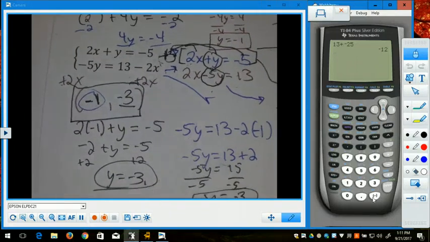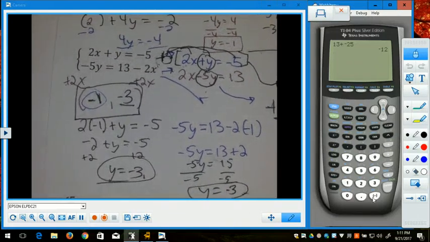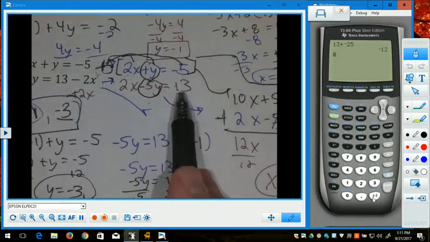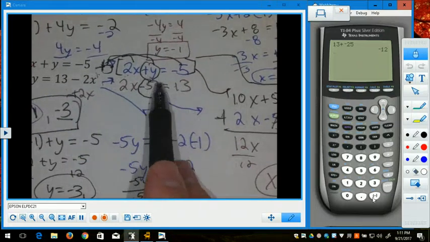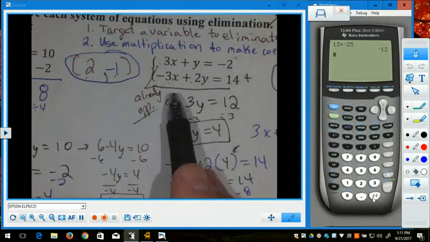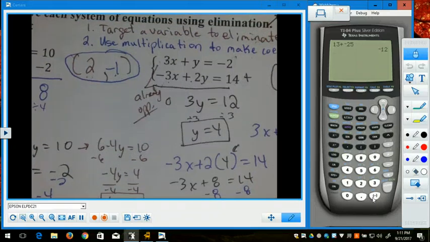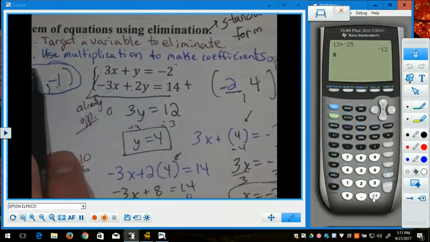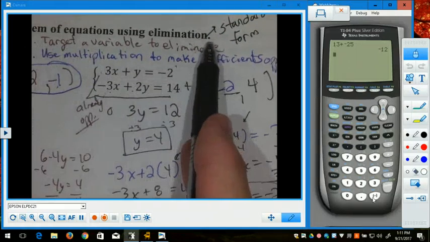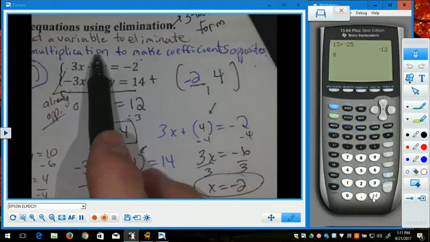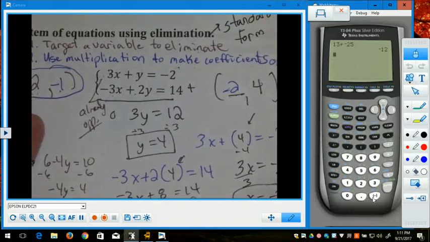Now in this case and in the previous case, it worked out really nicely that, well, this one wasn't lined up, but it worked out really nicely that I only had to multiply the top. And in the previous two cases, I didn't even have to multiply. They were already opposites. Okay? This brings us back to what we've been doing on all three of these. We targeted a variable to eliminate. On the one we just did, we had to use multiplication to make the coefficients opposites.